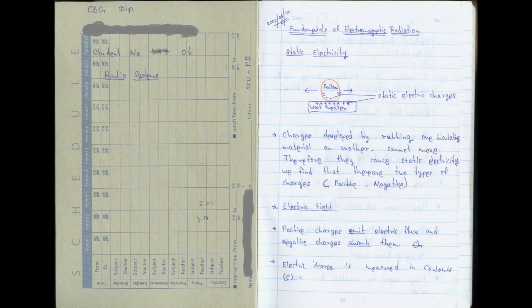We will start with the fundamentals of electromagnetic waves. This is what electromagnetic means, how an electromagnetic wave is formed, and how it travels. That kind of idea we will discuss. In other words, they are radio waves. We are going to discuss the wave.